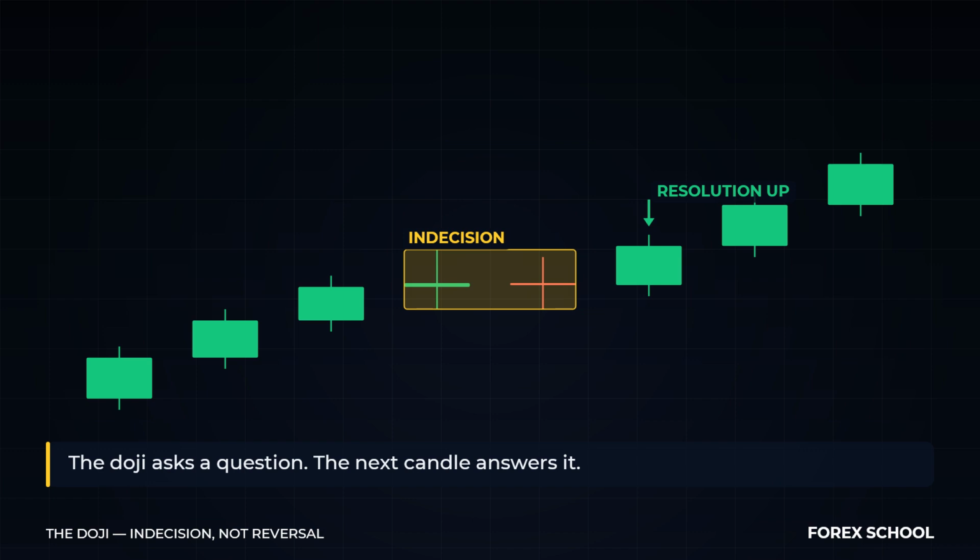So here is the rule worth writing down: never trade the doji itself. Wait and trade the candle that resolves it.